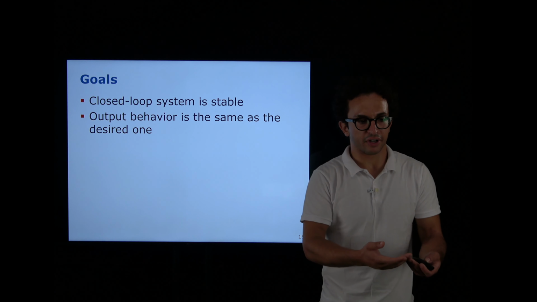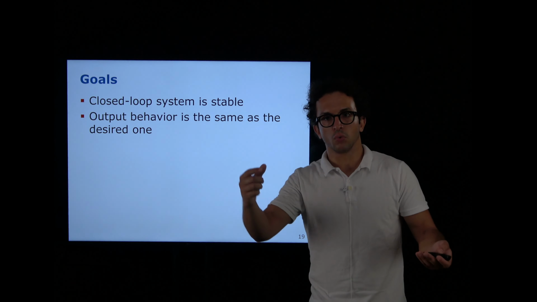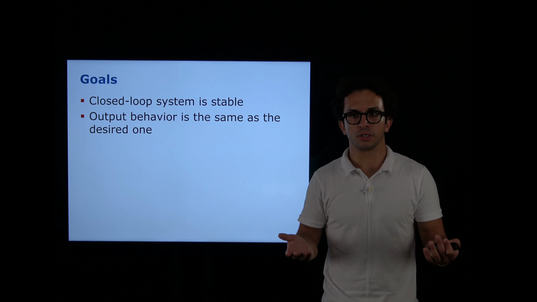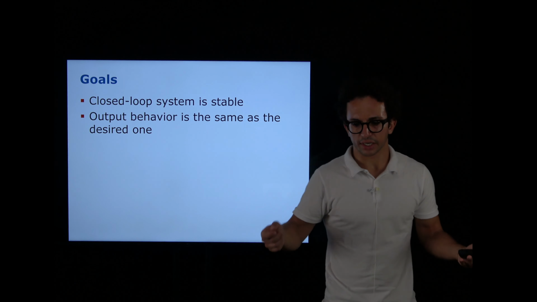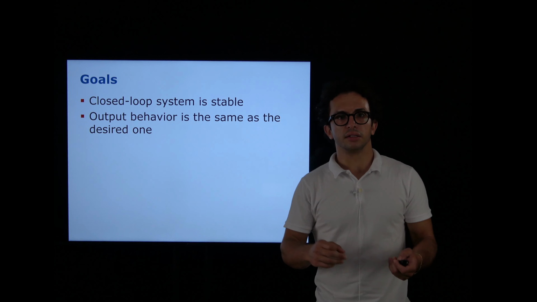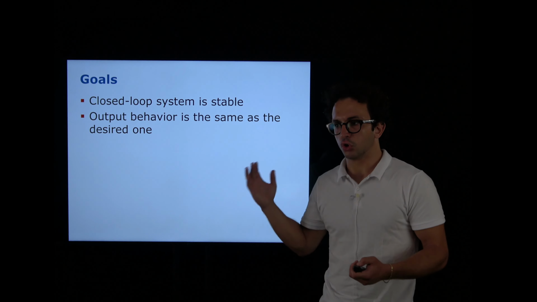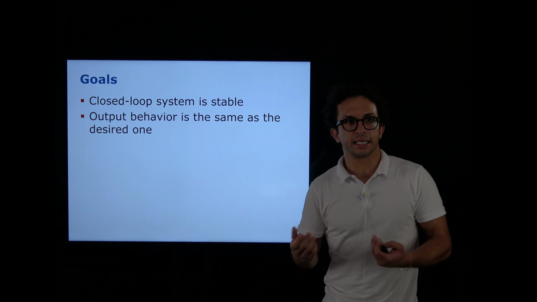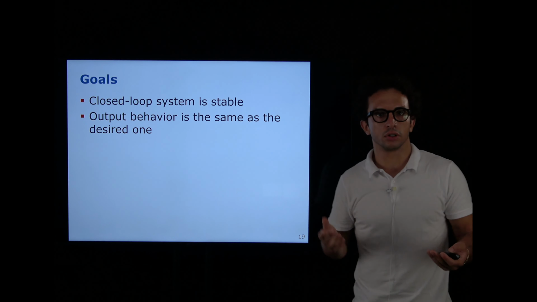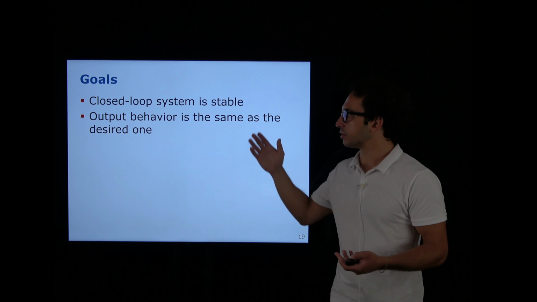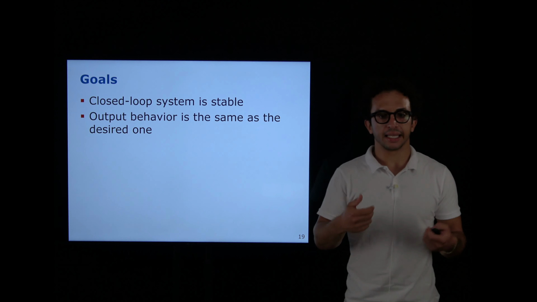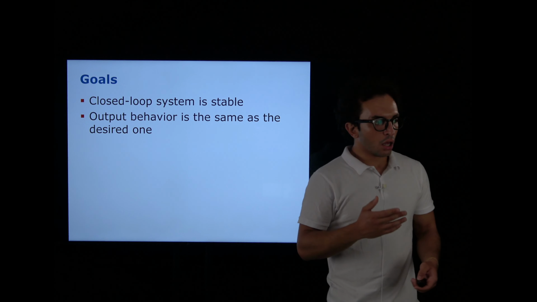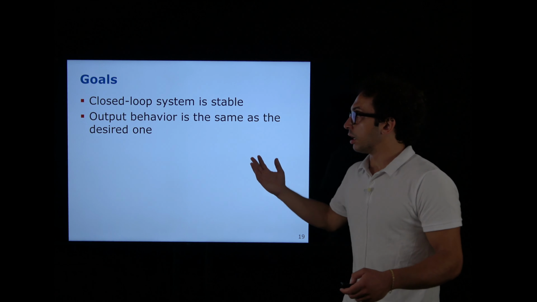So we don't want to give a reference and then have a constant error, where we are not able to reach the reference for any reason, because that would be quite useless. You are setting 22 degrees in the room and your controller just settles at 20 or at 24, and that's obviously not what you'd want, not ideal. So we have to be able to get an output behavior which is exactly the same as the desired one. So these are the goals.